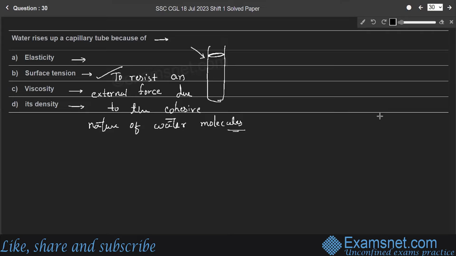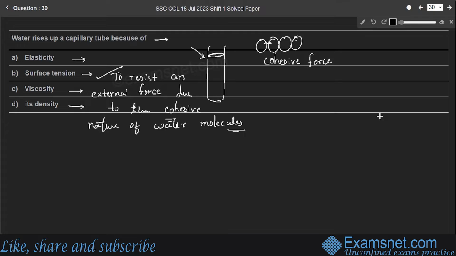Then what is cohesive nature, right? May I ask, what is the cohesive nature of water molecules? It is the stickiness that water molecules have for each other. For example, consider two or more water molecules. The stickiness or the force between them is called cohesive force or cohesive nature, right?